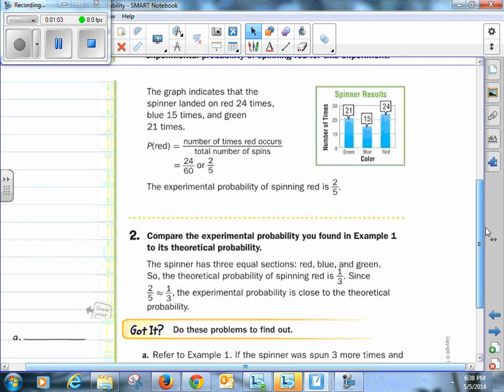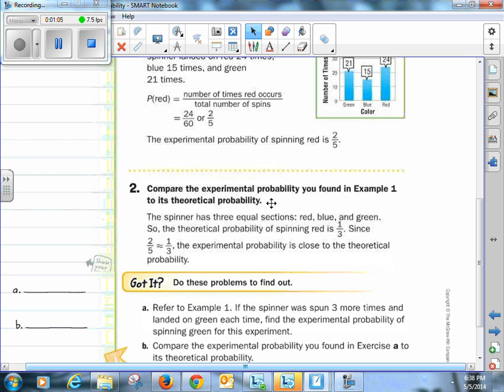Now, if you come down here, we're going to look at the theoretical probability. If there's three sections, a red, a green, and a blue, the theoretical probability of spinning a red is 1/3. If you look here, it says that 2/5 is kind of equal to 1/3. And the experimental probability is usually close to theoretical probability. It could be equal, but that doesn't happen very often. It's usually close, though.